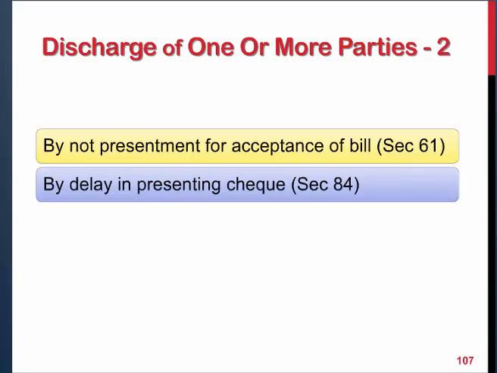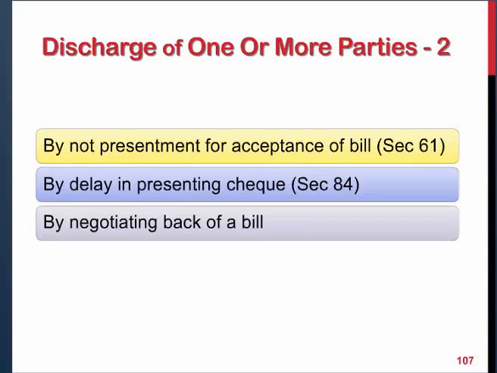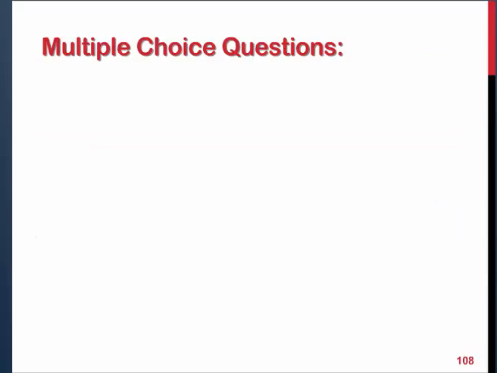Next point: by delay in presenting a cheque, Section 84. It is the duty of the holder of a cheque to present it for payment within a reasonable time or within the validity of the cheque. If he fails to do so, the drawer is discharged from his liability. By negotiating back of a bill: when a bill of exchange comes back to the acceptor by process of negotiation and he becomes its holder, it is called negotiation back and his liability will be discharged.